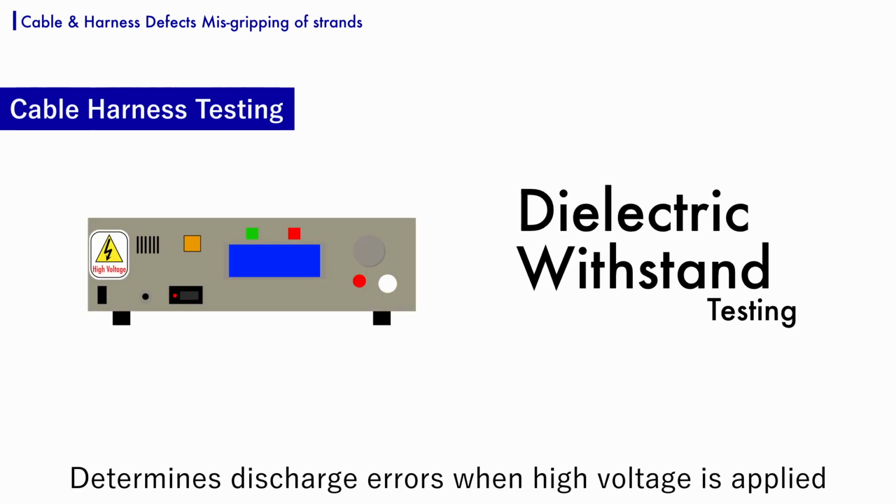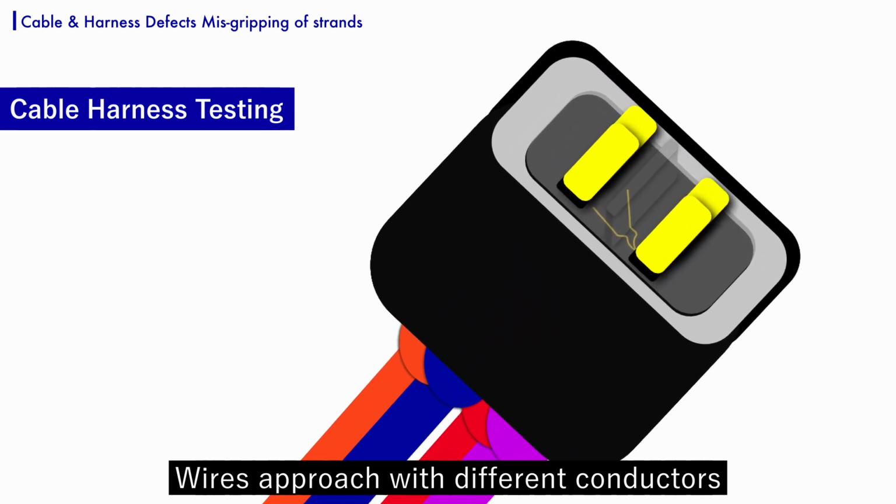In dielectric withstand testing, a high voltage is applied to the test target. It determines that there is no discharge phenomenon to other conductors. Electrical faults can be detected when wires are close to other conductors inside the connector.